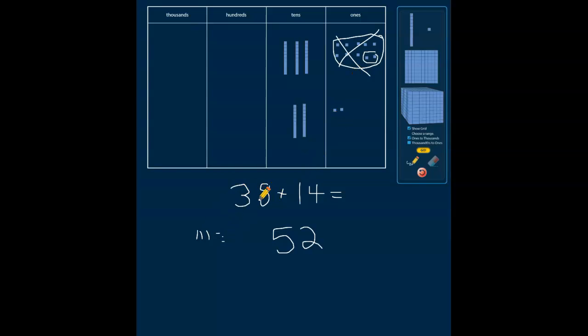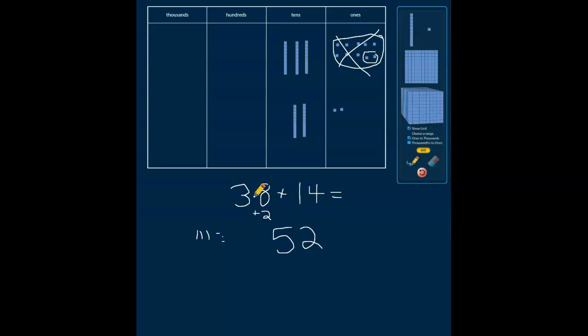I look at 38 and I look at 14. I know 38 is really close to 40, okay? It's only 2 away from 40, and it's the larger addend. So what I'm going to do is I'm going to add 2 to my 38.